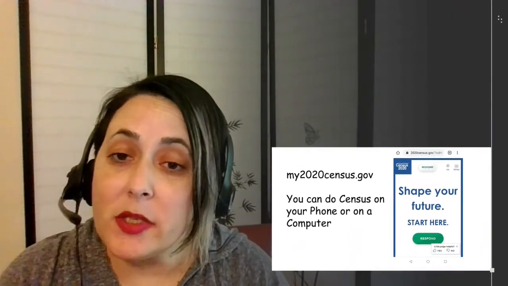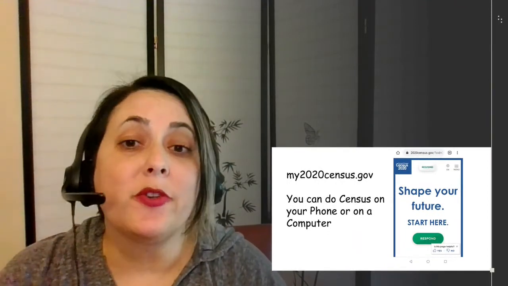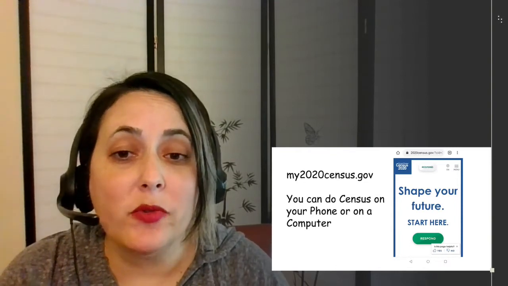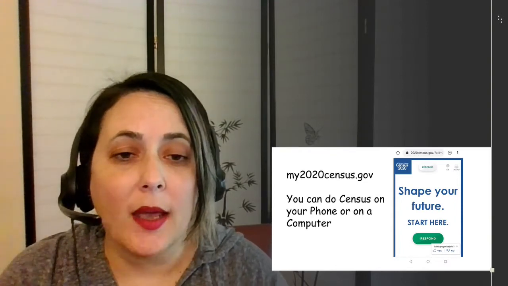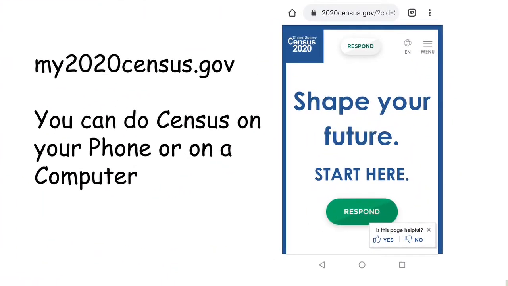Okay, so when you go to the website, you can use a computer or you can use your phone. In this video, I will show you how to use your phone. So here is a picture and you see at the top it says my2020census.gov. The website is my2020census.gov.